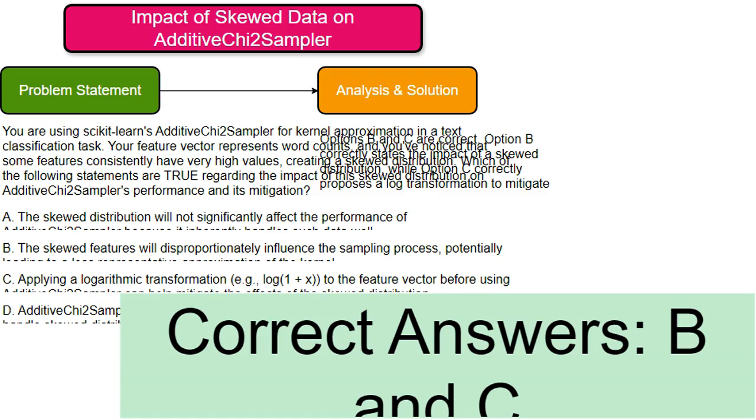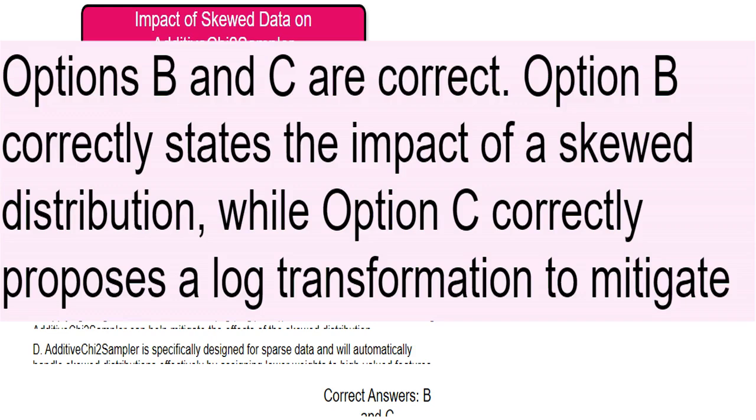The correct answers are indeed B and C because option B accurately describes the problem, and option C offers an effective solution. I agree. Option B explains why the problem happens, and option C provides a clear way to solve it using a logarithmic transformation, like adding 1 before taking the log to avoid issues with 0.